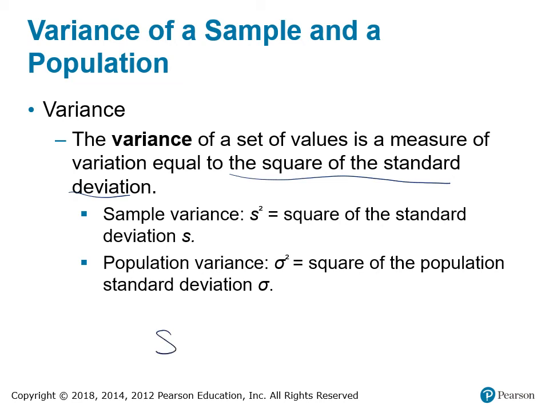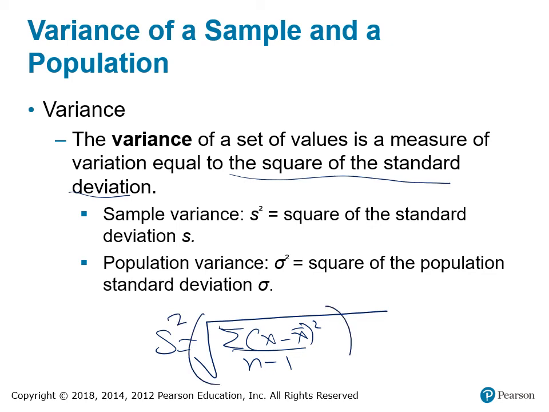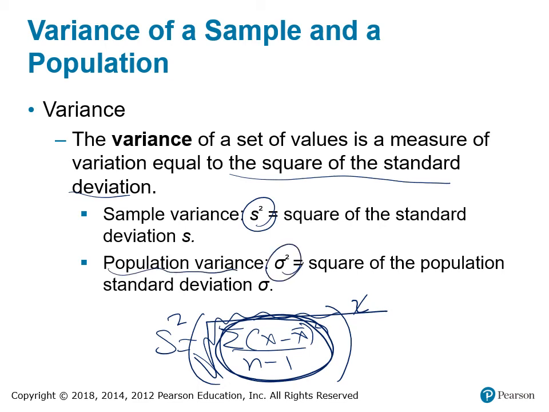So if your standard deviation is the square root of the sum of x minus x bar squared over n minus 1, and you were to square that, well, the square would get rid of the square root, and therefore the thing inside the square root is what your variance would be. The symbol for sample variance is the sample standard deviation symbol squared, and for population variance it is the population standard deviation symbol squared.